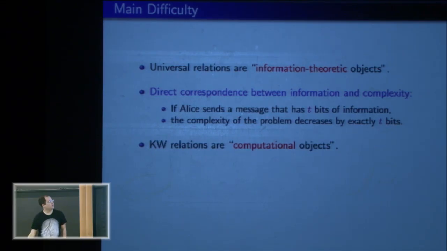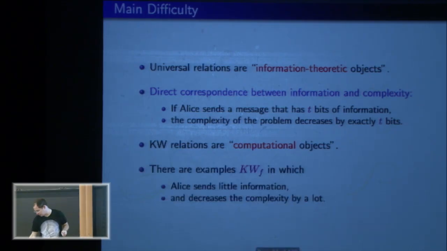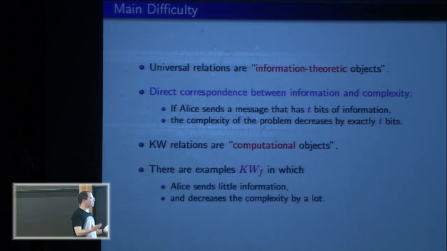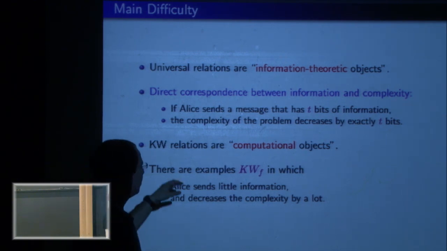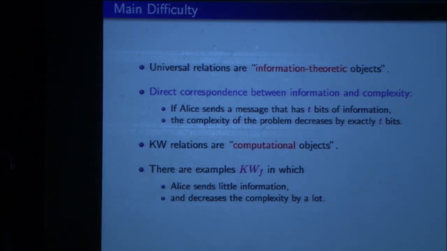On the other hand, if we talk about general Karchmer-Wigderson relations, then they are computational objects. They have to do more with computing on information than with transmitting information. This is a very vague intuition, but it has very actual manifestations. For example, we can construct examples of KW relations in which Alice sends very little information, but the complexity of the relation decreases by a lot, or vice versa. It could be that she decreased the complexity by a little, but she gave a lot of information.